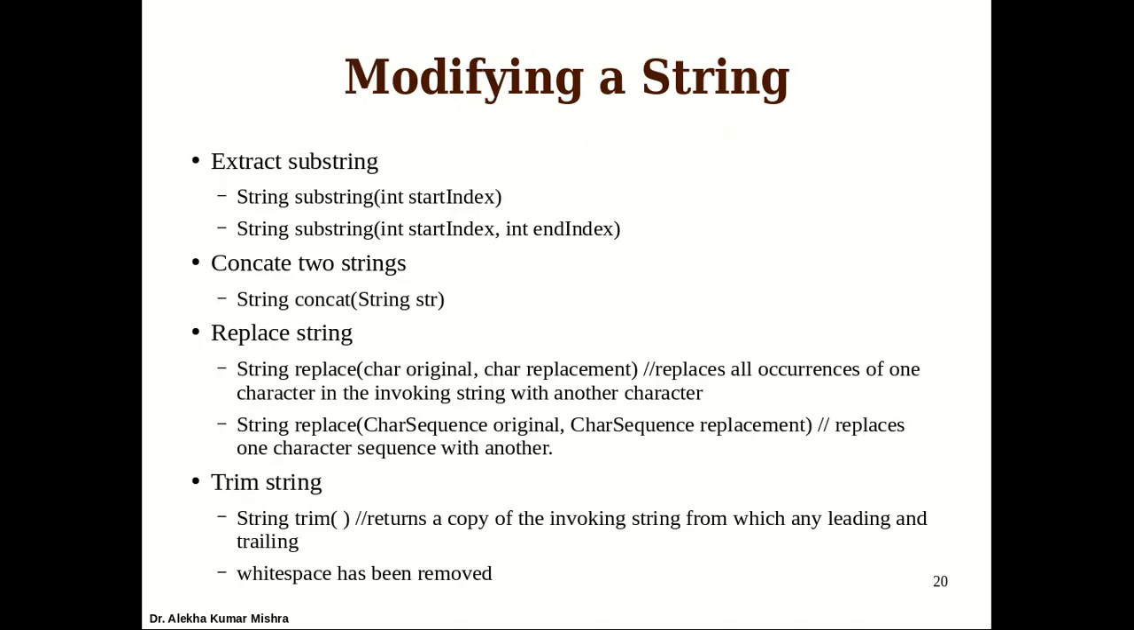Then modifying a string. Extracting a substring by using the substring method. We can give the starting index, or we can give the starting index and end index. Then concatenating: we have an inbuilt method to concatenate two strings. Replacing by using the replace method, and trimming. We can trim the white spaces from both sides, the leading and trailing sides of the string.